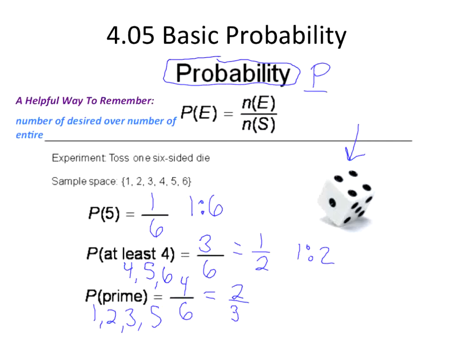Kind of cool. So only 4 and 6 were not included as prime numbers. Does anybody have questions on my first slide? So if we're talking probability, we're going to have our P, our desired out of our entire. Desired, entire.